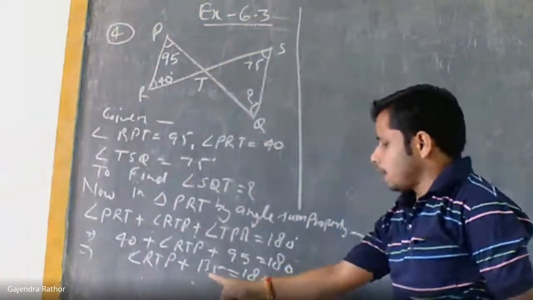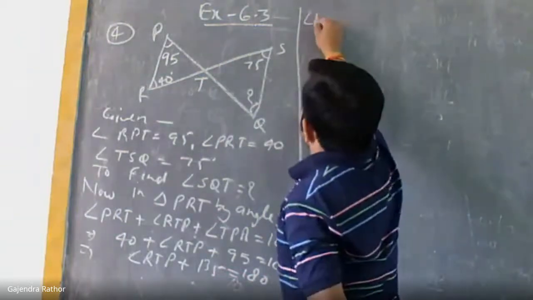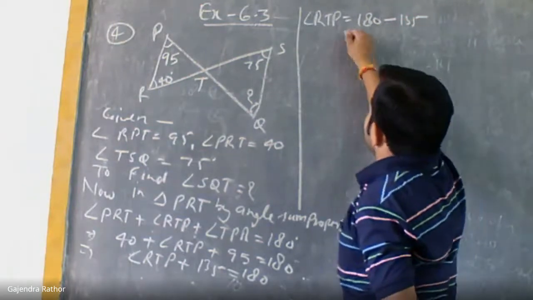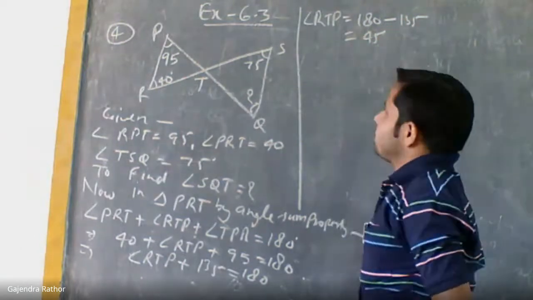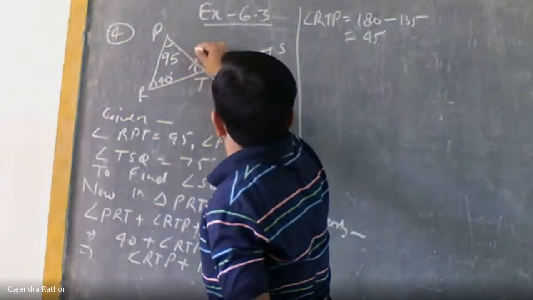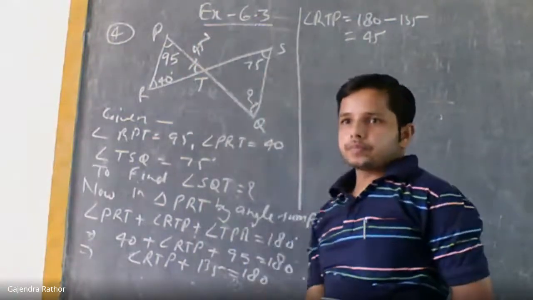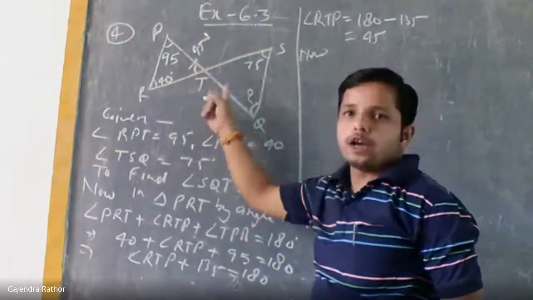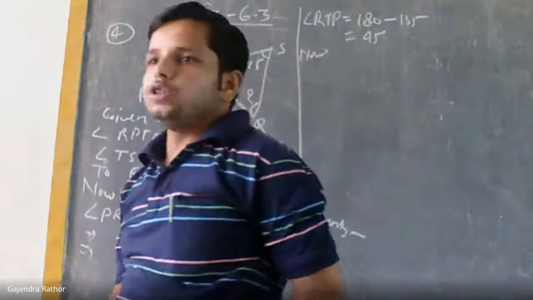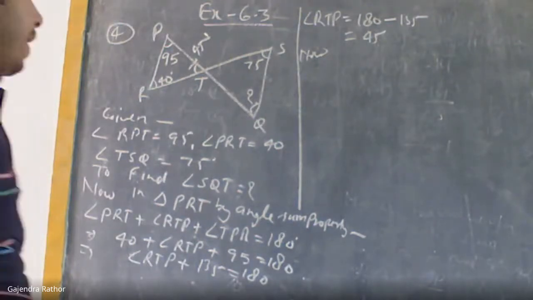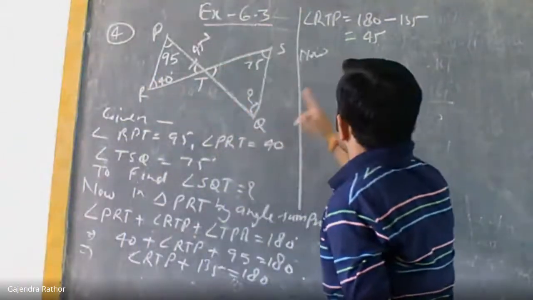Now transfer 135 to the RHS, so remaining RTP is equal to 180 minus 135, equal to 45. So angle RTP has the value of 45. Now both angles are equal. Why are they equal? By using this property. Yeah, correct answer, vertically opposite angles. Okay, so this angle also will have the value of 45.